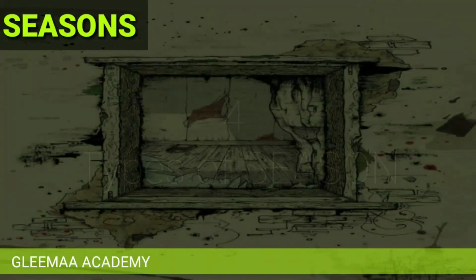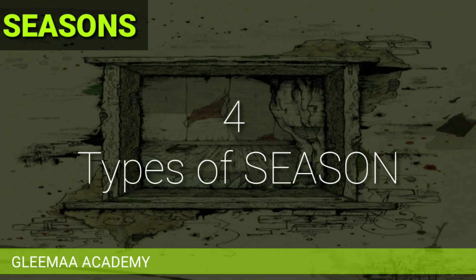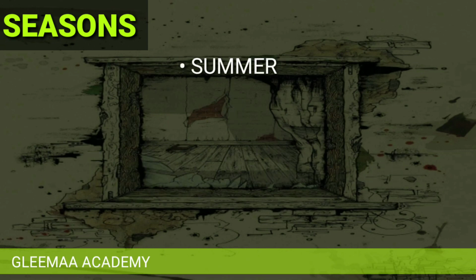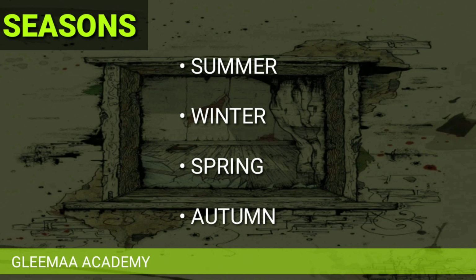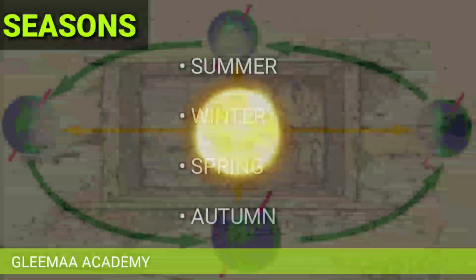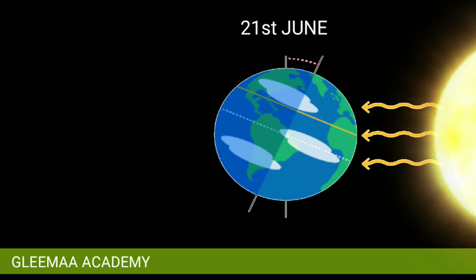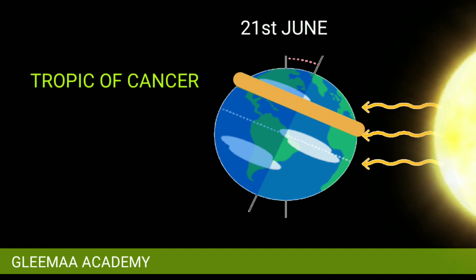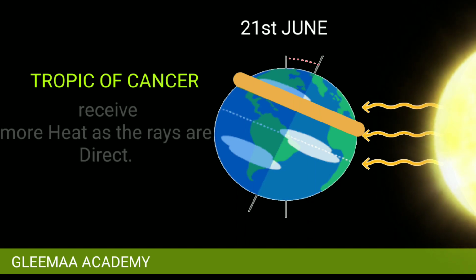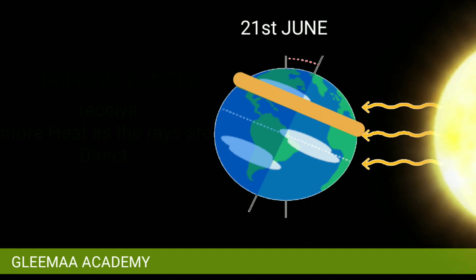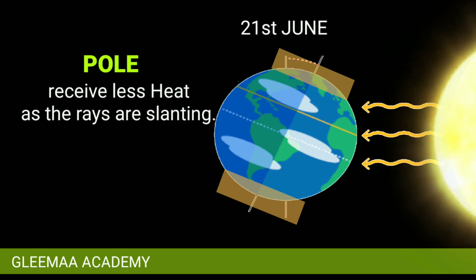In a year, there are 4 types of seasons. These are summer, winter, spring, and autumn seasons. And seasons change due to the change in position of the earth around the sun. On 21st June, the northern hemisphere is tilted towards the sun. The rays of the sun fall directly on the Tropic of Cancer. As a result, these areas receive more heat. The areas near the poles receive less heat as the rays of the sun are slanting.